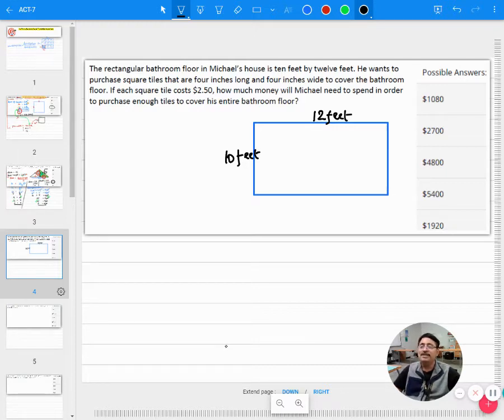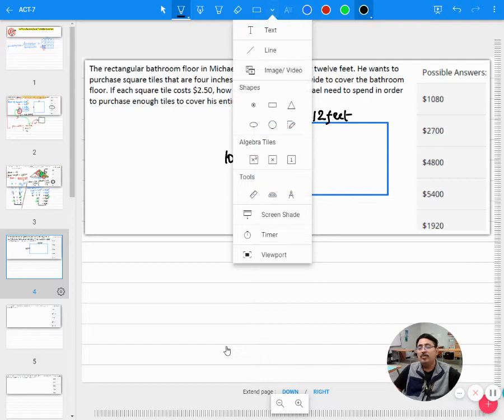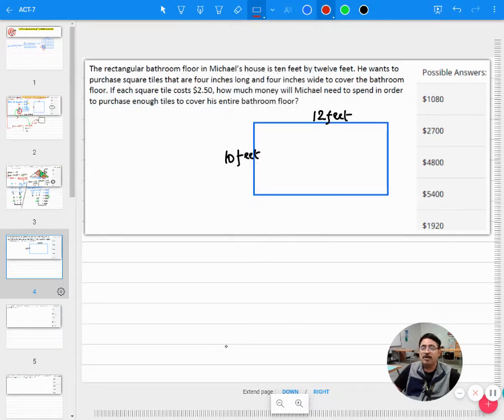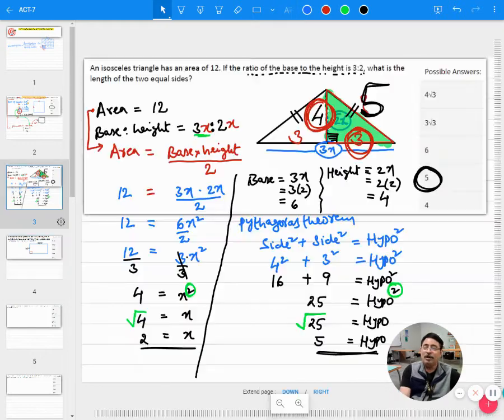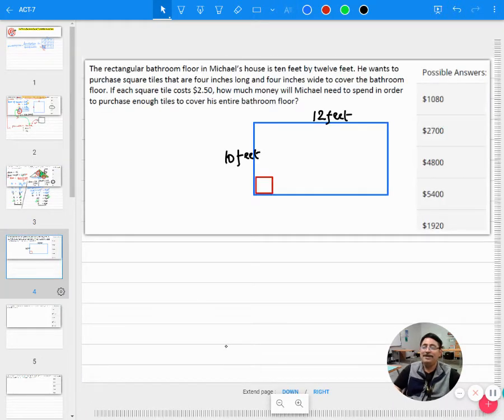He wants to purchase square tiles that are 4 inches long and 4 inches wide. Therefore, he wants to purchase tiles 4 inches long and 4 inches wide. It may not be drawn so well, but let's say that. Okay, so these kinds of tiles are there, and he wants to pave the floor with these tiles.